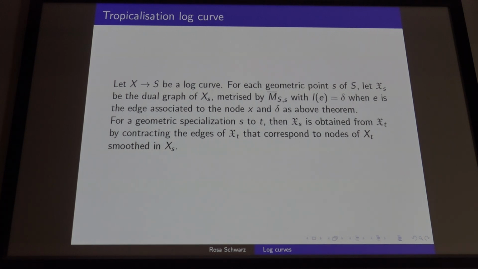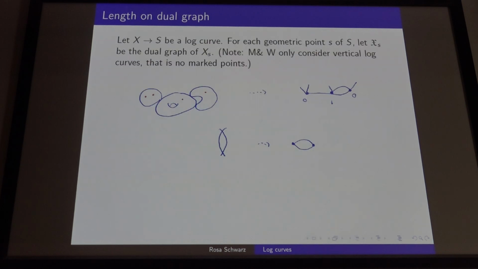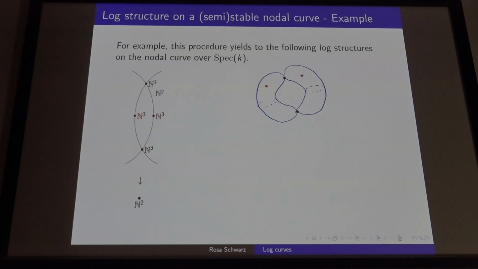Could you go back to the slide where you first drew this two-gon thing? Yeah, that guy. So in this picture it looks like the marked points and the nodes look very similar. They both have N cubed, but the map from the monoid downstairs looks kind of different in both cases. Can you tell us what it is? Yes, I could.